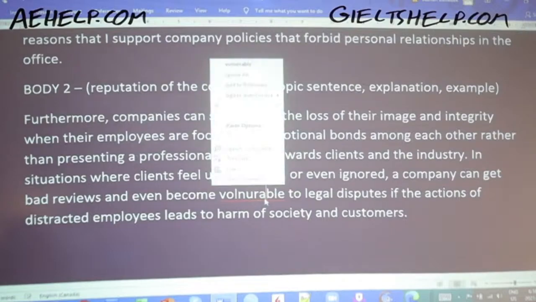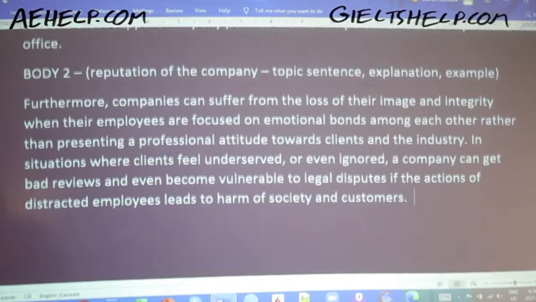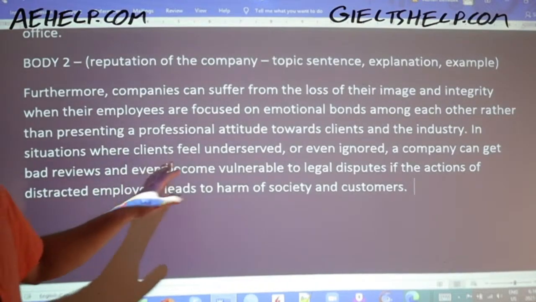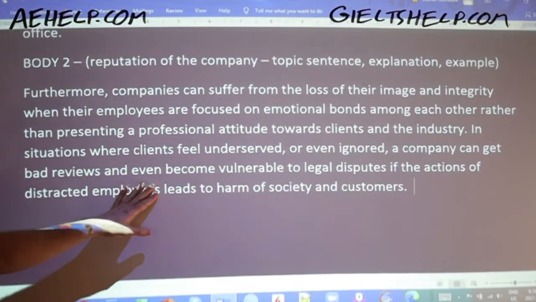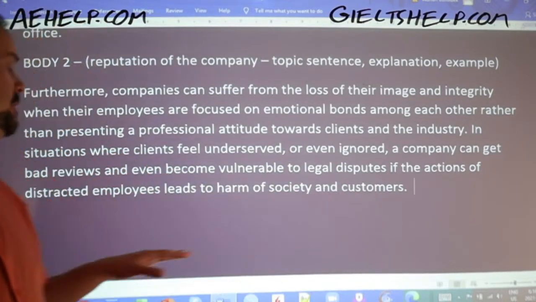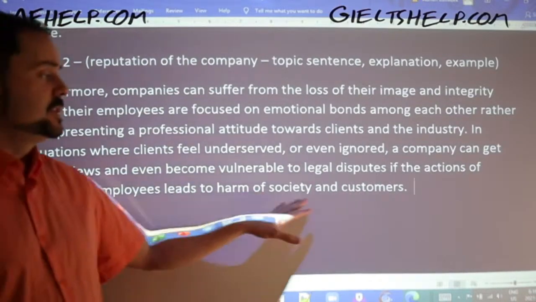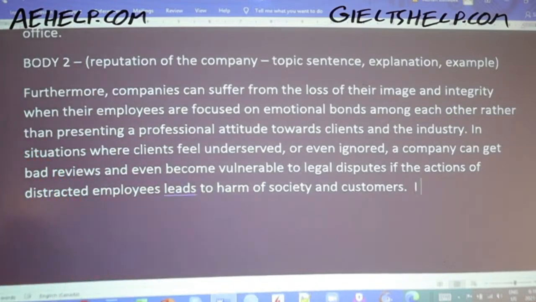All right. So I'm just kind of moving along here. So continually visualizing the situation. So in situations where clients feel underserved or even ignored, a company can get bad reviews and even become vulnerable to legal disputes if the actions of distracted employees leads to harm of society and customers. And then my example.